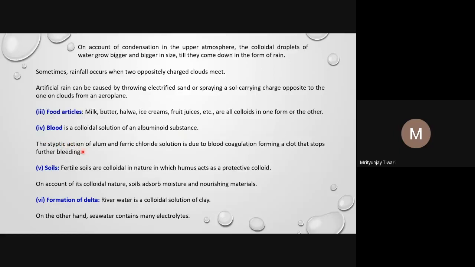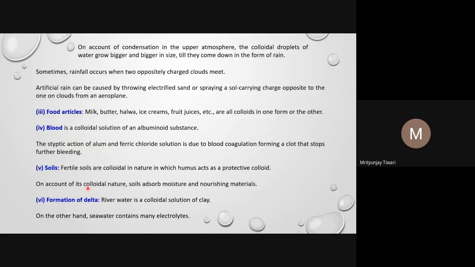The septic action of alum and ferric chloride solution is due to blood coagulation, forming a clot that stops further bleeding. Once the clot is formed, the bleeding will be stopped. The fertile soils are colloidal in nature, in which humus acts as a protective colloid. On account of its colloidal nature, soil absorbs moisture and nourishing materials.